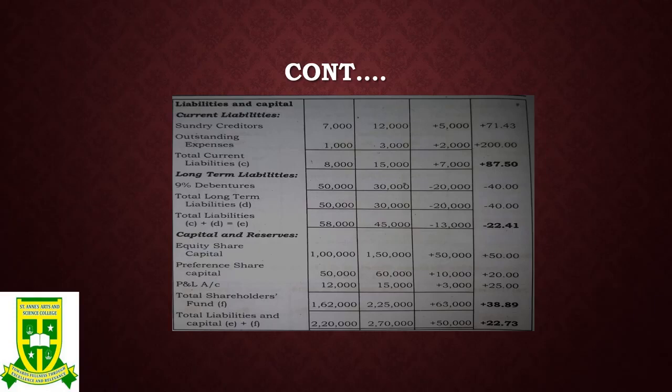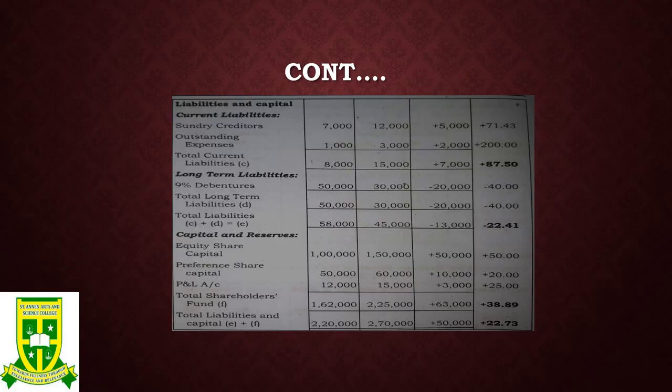And the next one is preference share capital, 50,000, 60,000. This is also increasing in the next year by 10,000. So 10,000 divided by 50,000, you will be writing as 20. And the last one is P&L account, 12,000, 15,000. Gradually it has been increasing by 3,000. So 3,000 divided by 12,000, you will be getting 25.